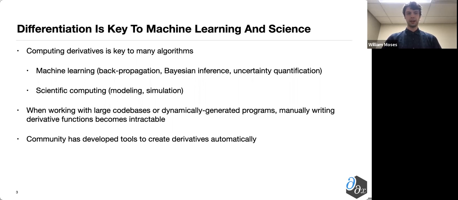In particular, when you want to work with especially large code bases, or if you have a program which generates code automatically, it may not be desirable to manually write these derivative functions. And in fact, if a lot of this code is dynamically generated, it can even become impossible to write it all by hand. As such, the community has developed tools to be able to generate these requisite derivatives automatically.